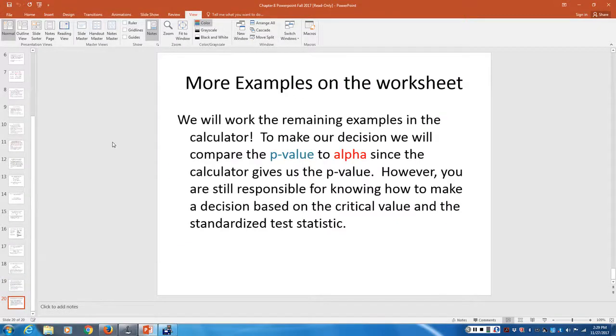Now, we have more examples on the worksheet. I will work through a couple of those with you as time permits. We've got about 10 minutes left, so we'll probably get through one. So let's try one of those, and then I'm going to leave you on your own with the worksheet, and then pick up next time and make sure that you understand how to do them.